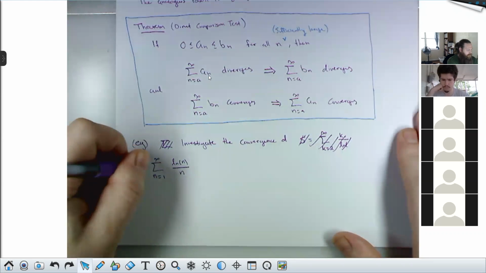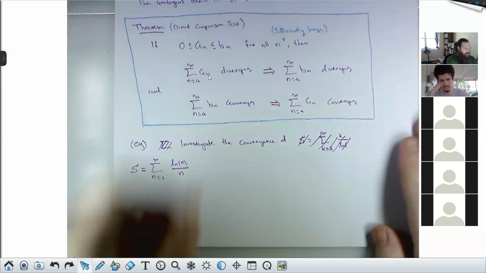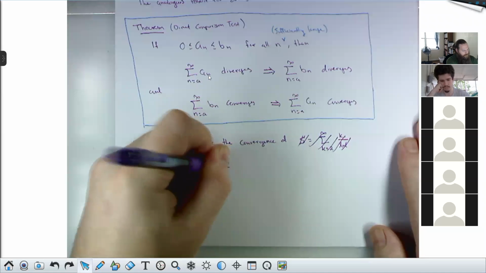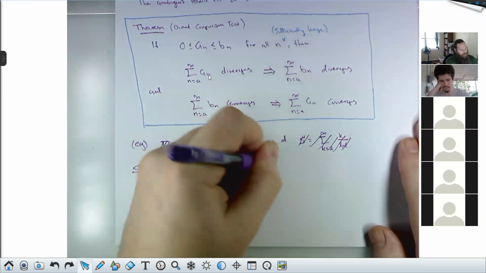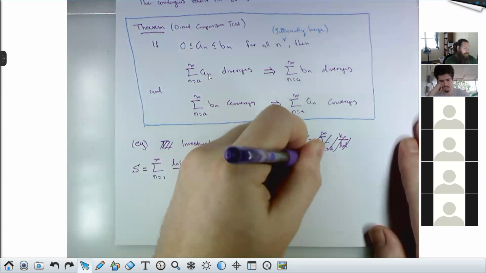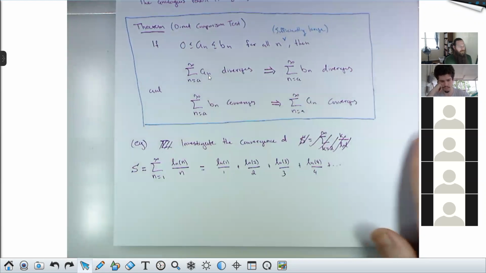So I want to know, does this series converge or diverge? Just so we're clear what the series looks like, this is ln1 over 1 plus ln2 over 2 plus ln3 over 3 plus ln4 over 4, and so on. Writing out the first few terms of the series, always a good idea.